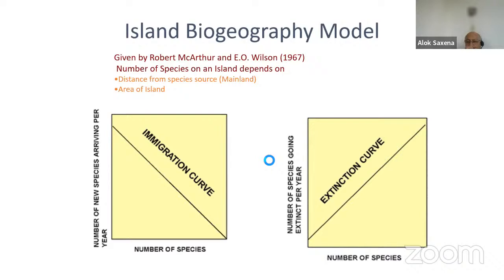So they gave this model just to understand how many species can survive on an island. They came to the conclusion that there are two processes which are necessary to determine the number of species that can survive on an island. The two processes are immigration of species, and extinction from the island. And these two processes depend on two factors. One is the distance from the mainland, or the source of species, and another important factor is the area of the island.